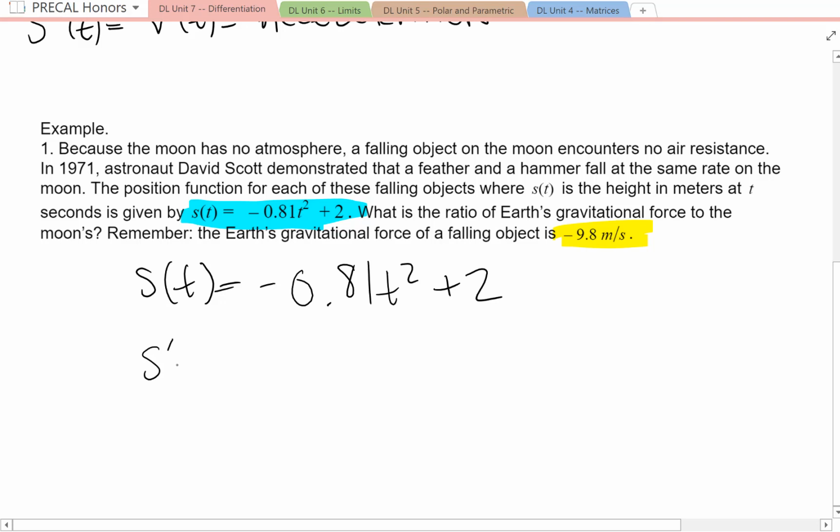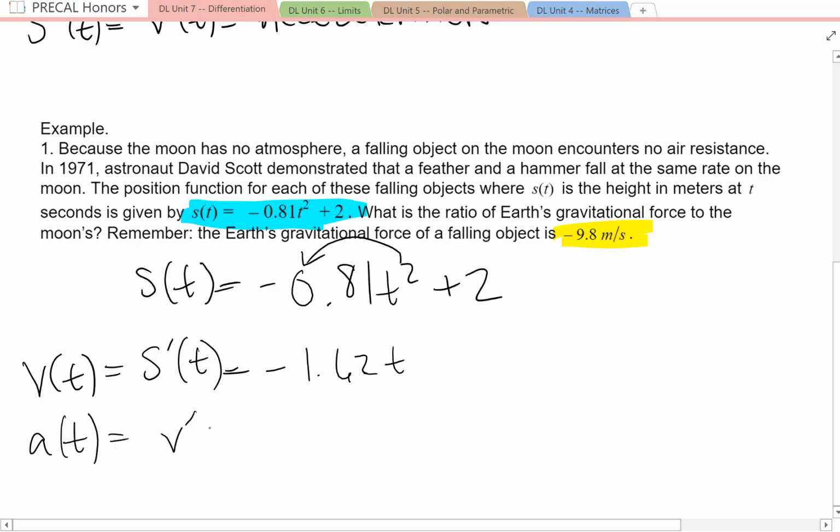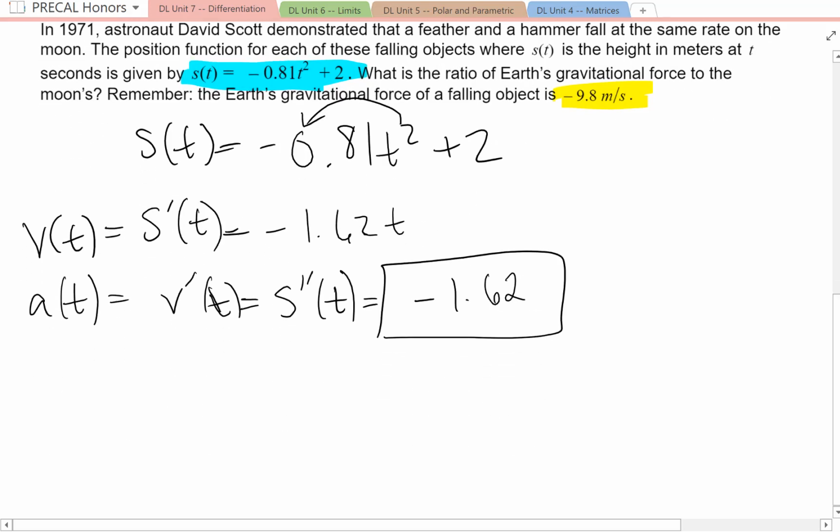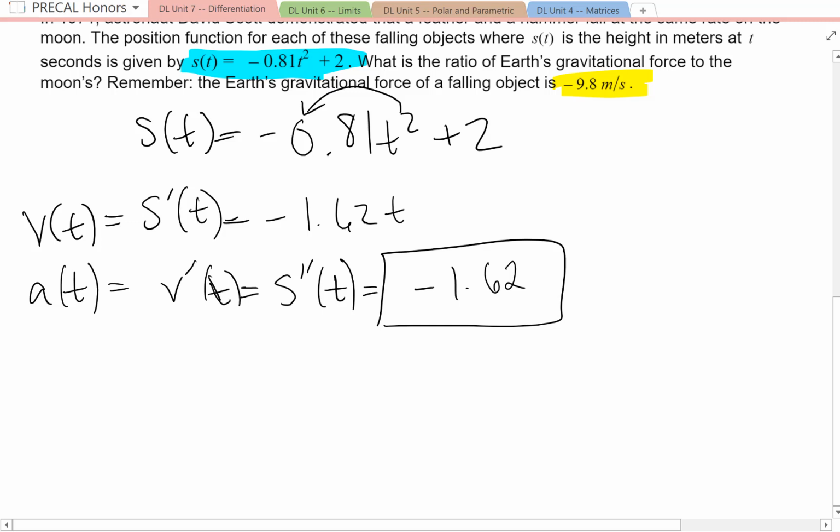So now I'm going to derive s of t, which gives me the velocity function. Pop down, power down, negative 1.62 times t to the 1 plus 0. And now I'm going to find the acceleration function, the derivative of the velocity function, which is the double derivative of the position function, and we get negative 1.62. So the acceleration of a falling object on the moon is negative 1.62. The gravitational force of a falling object on the moon is negative 1.62, and they said already that we were in meters per second.